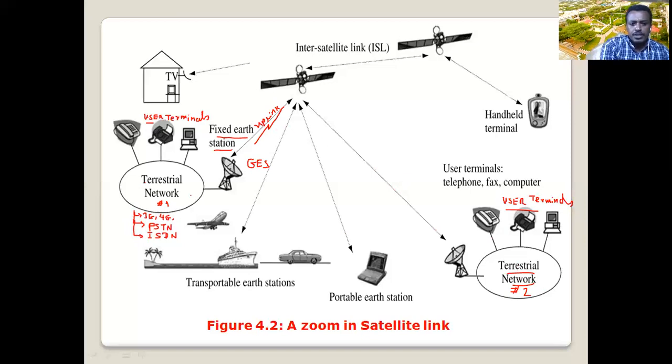So now this terrestrial network has a gateway earth station, and the satellite also has a downlink. This is downlink. So it goes to another gateway earth station, GES. It is fixed.